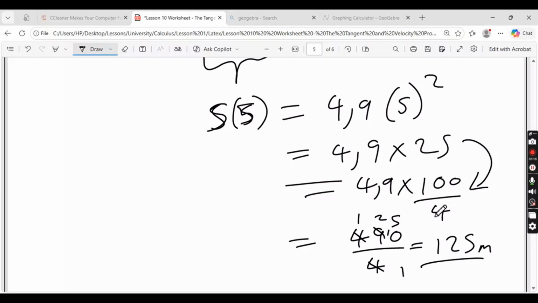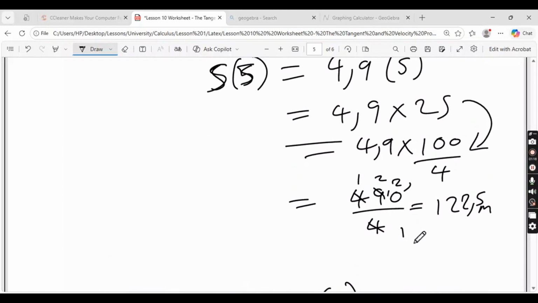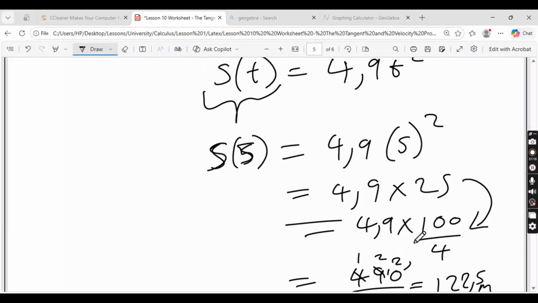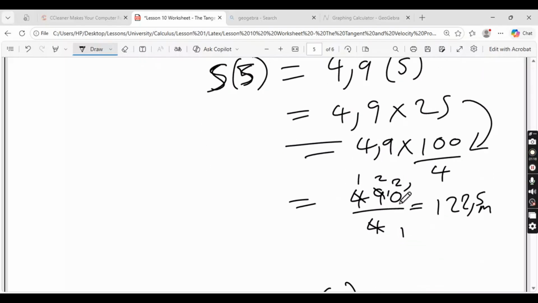No, it shouldn't be 125. It's not. It's what? 122.5. Okay, we've got 122.5. That's the distance that we traveled in the first 5 seconds.